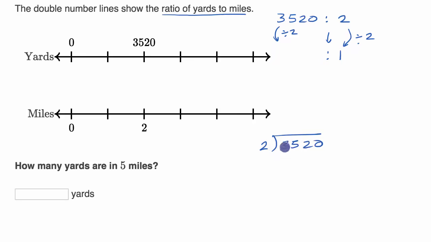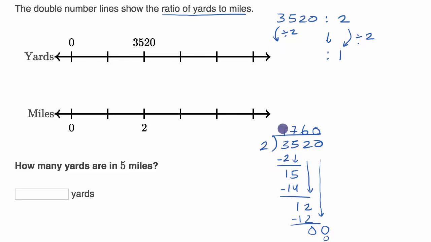So 2 goes into 3,520. Let's see. 2 goes into 3 one time. 1 times 2 is 2. You subtract. You bring down the 5. 2 goes into 15 7 times. 7 times 2 is 14. Subtract. We have 1. Bring down that 2. 2 goes into 12 6 times. 6 times 2 is 12. And we subtract, no remainder. But then we're going to have one more 0 here because we bring down that 0. We say 2 goes into 0 0 times. 0 times 2 is 0. And we have no remainder. And so this is 1,760. So we could put that here on our double number lines. So if we have 1 mile, that is 1,760 yards.